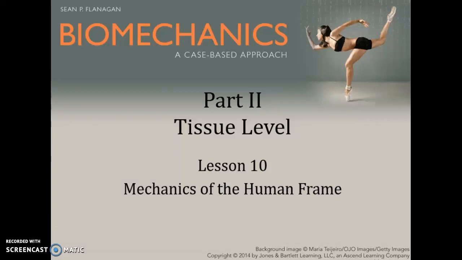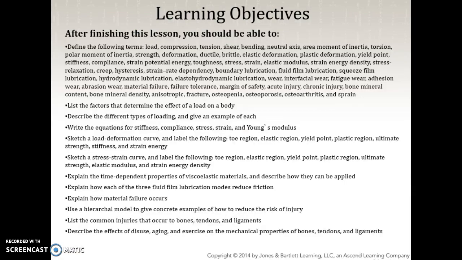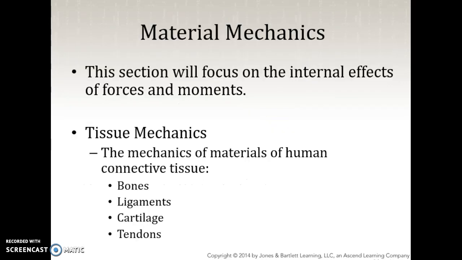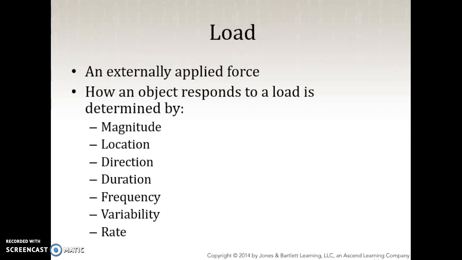Hey class, today's lesson is lesson number 10, looking at the tissue level mechanics of the human frame. Here are the learning objectives from the book, but we're looking at material mechanics, so this section is going to focus on the internal effects of forces and moments. So we're looking at tissue mechanics: bones, ligaments, cartilage, and tendons. Basically, it's just mechanics of materials of human connective tissue.